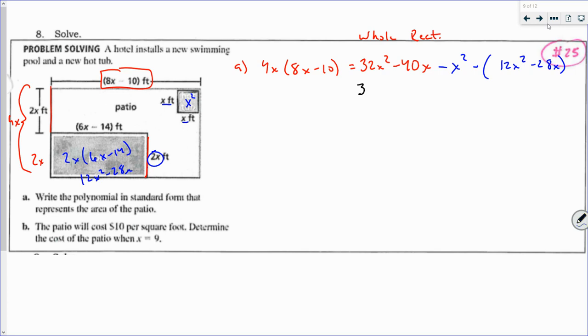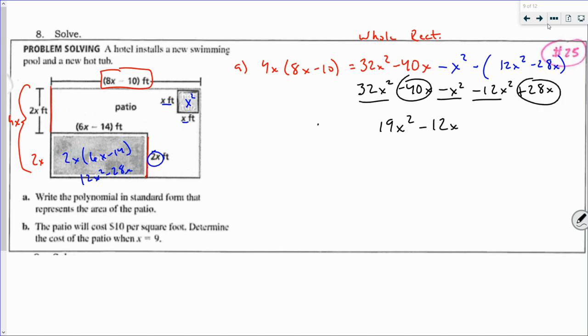So now I'm going to work to simplify this. 32x squared minus 40x minus x squared minus 12x squared plus 28x. From there, 32, negative 1, and negative 12, so 19x squared, I think. And then here and here is negative 12x. So this is our area of the whole patio, not including the pool and the hot tub.